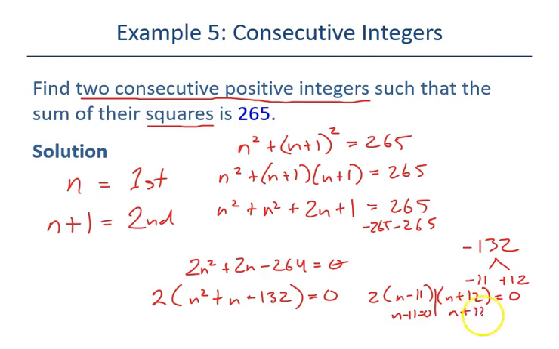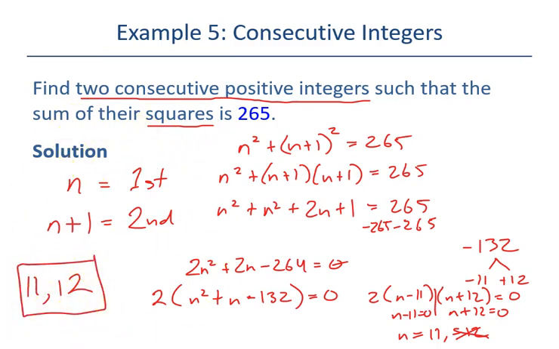N plus 12 is equal to 0. We're going to get two answers here: n is equal to 11 and negative 12, which we know the negative 12 we can't use. But now we can take this 11 and go, well, my factors are going to be 11 and plus 1 is going to be 12. So those are going to be the answers to this problem right here.